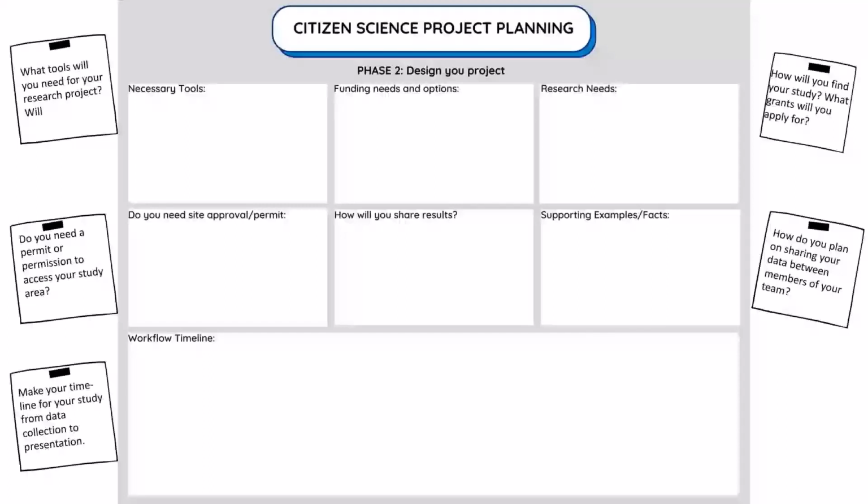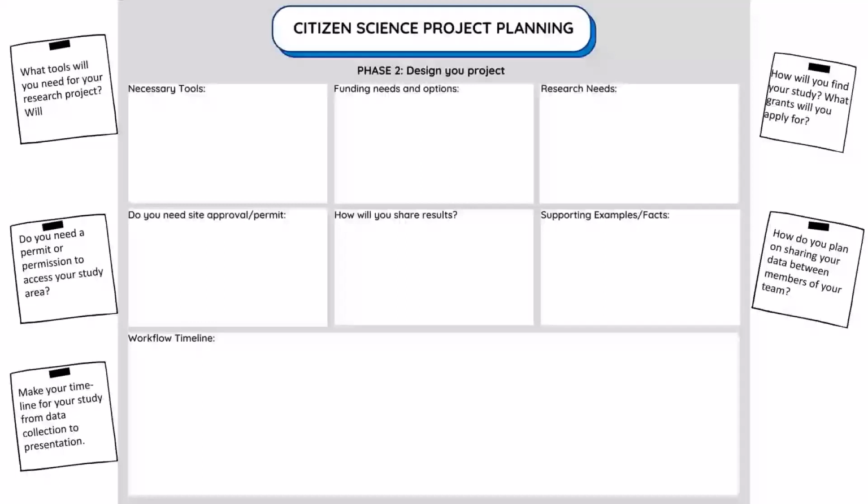If you're studying a waterway, you might need permission from a landowner in order to access the stream or river you're studying. How will you share your results? Will you start a website to connect yourself with other stakeholders impacted by the issue? Or is your ultimate goal to be published in a scientific journal?